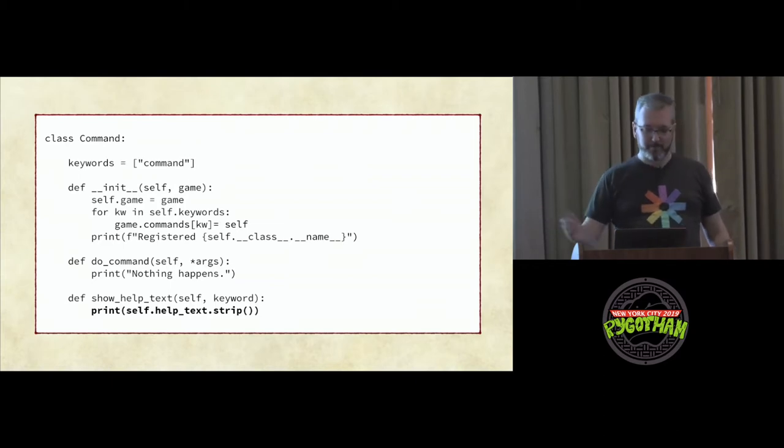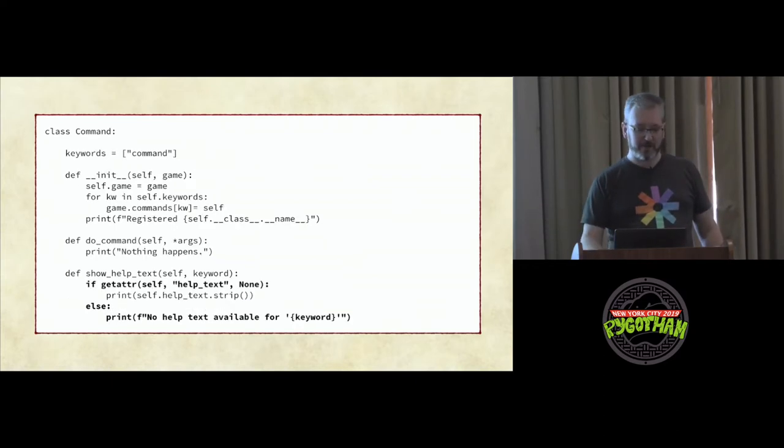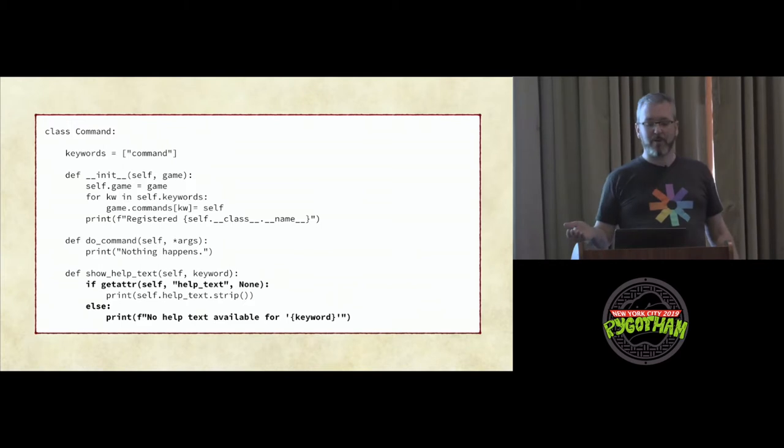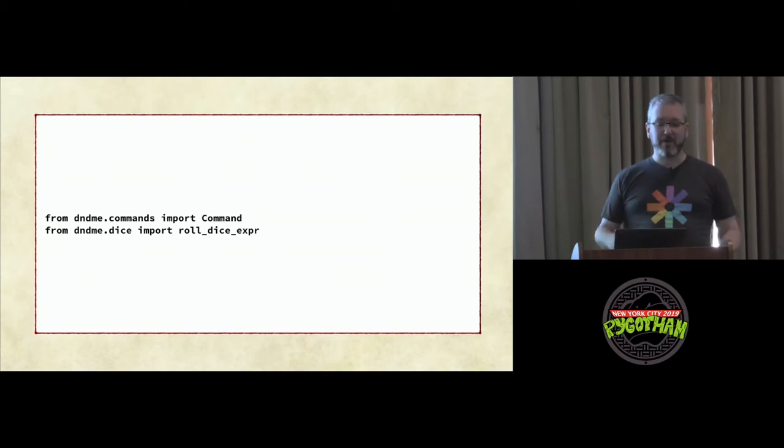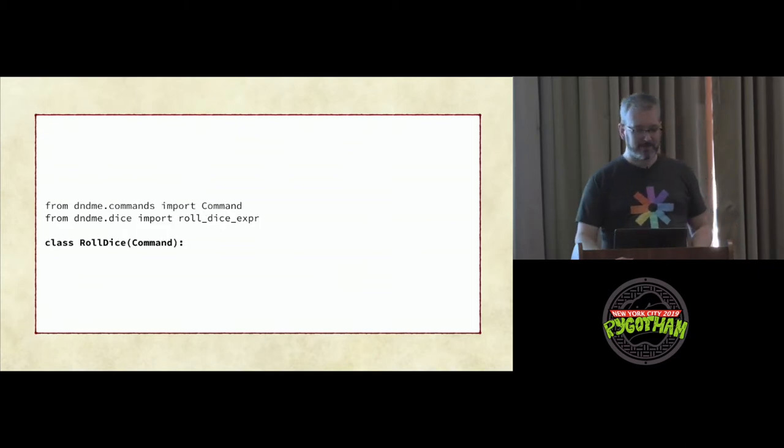It'll just print out the help text, strip out any space around the end. But maybe we want to make it possible for a command to not blow up the game if it doesn't have any help text on it. So we'll check that with a getattr first and maybe print out a message that that command doesn't have any help text available if we don't find any. All right, so now let's wrap up our dice rolling command.